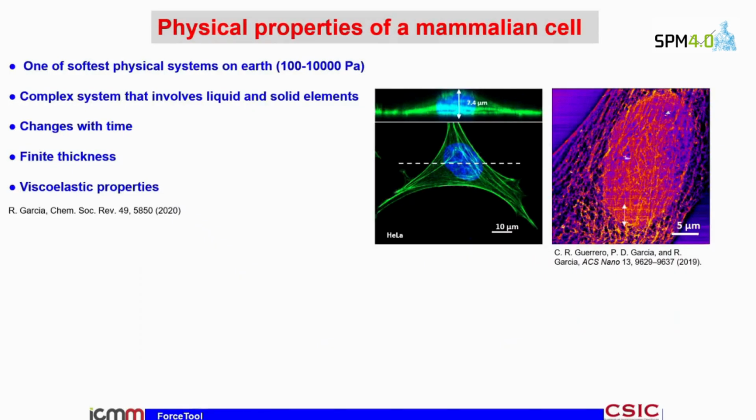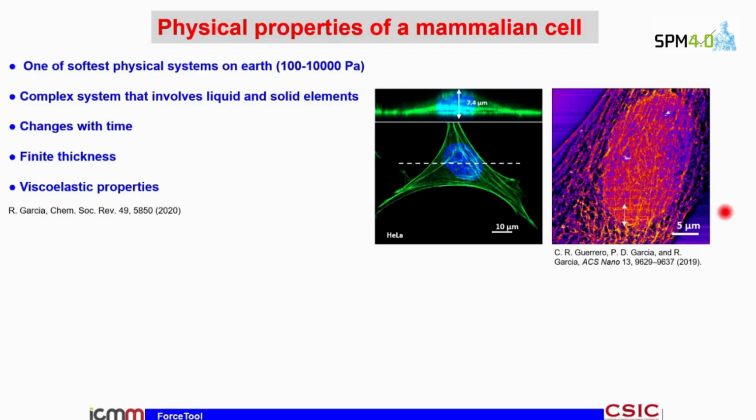So cells are really tricky in many ways because, first, they are one of the softest solid physical systems on Earth, but it's a complex system that has solid materials, lipid bilayers, DNA, proteins, but also a lot of water. In a mammalian cell, 70% of the weight is water. That means viscoelastic properties as well. A cell evolves, it's a living system. So when you are doing the experiments, those of you that are working there know that after 1 hour, probably your culture, the cells could be dead.